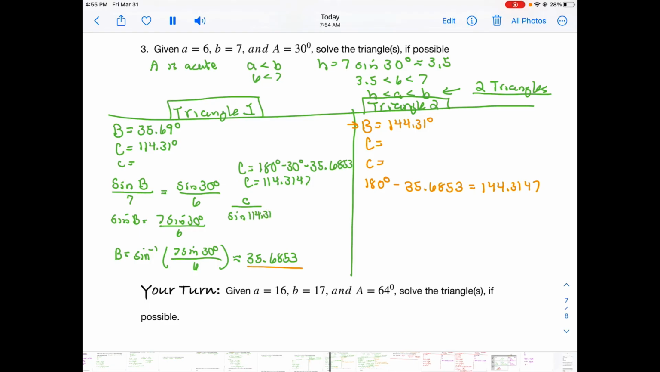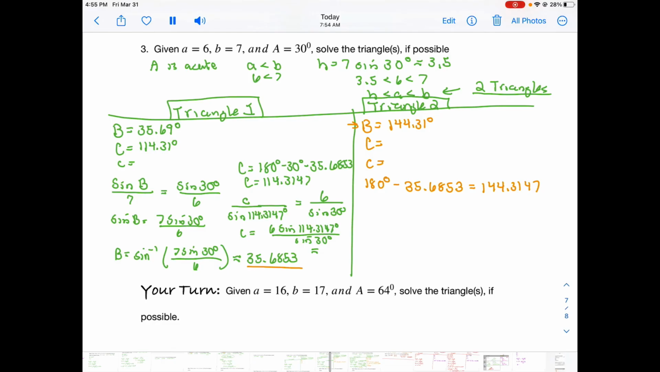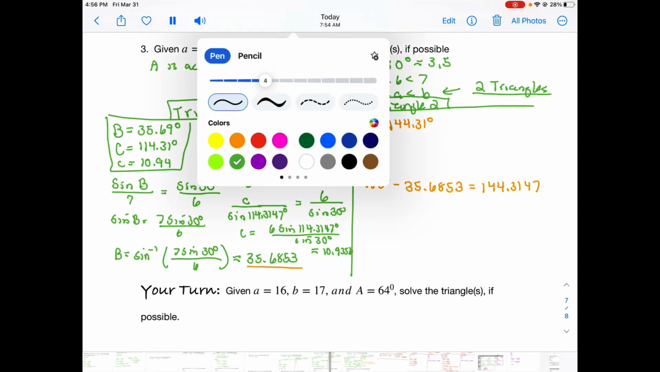So C is to sine of 114.3147, as 6 is to sine of 30. Multiply each side by that sine of the 114. And I find the length of side C in my first triangle to be approximately 10.94. Since I've finished solving my first triangle, let's go and finish solving our second triangle.